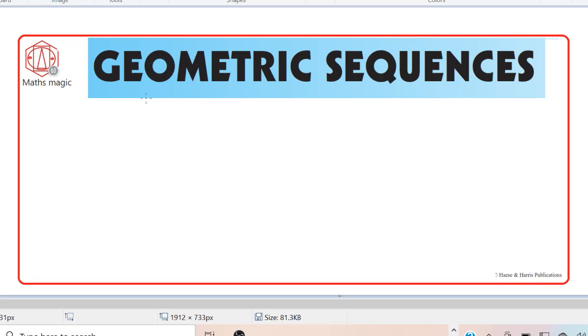So how can we identify if any given pattern is a geometric sequence? It's very simple to identify. I'll give you an example, then I'll explain the basic definition. Let's say we have a sequence 2, 4, 8, 16, 32, and so on. You just look at this pattern and observe how it is occurring.